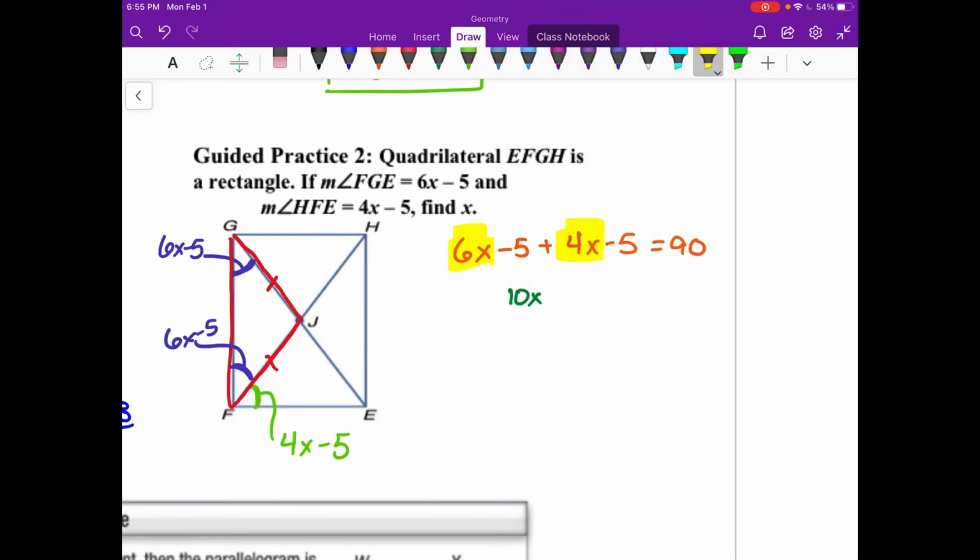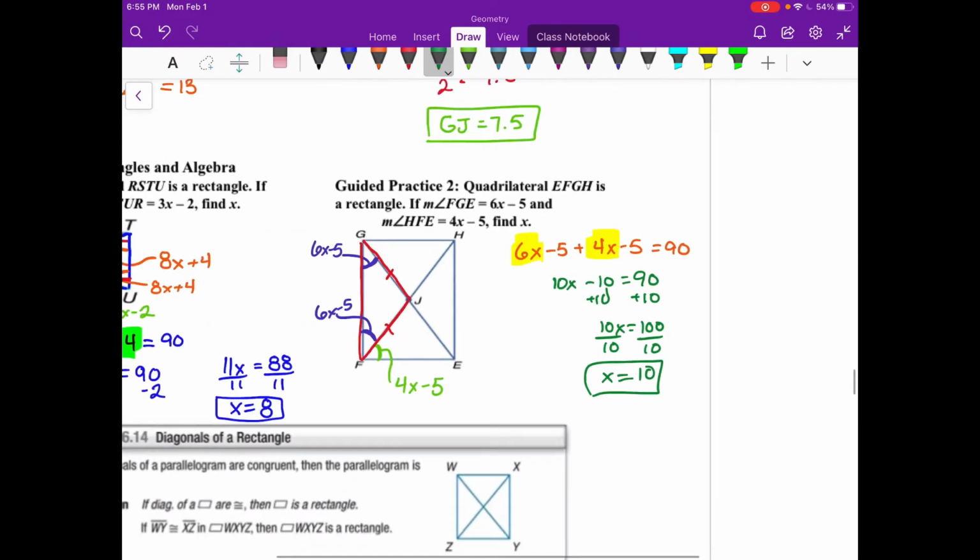Minus 5 and minus 5, which is minus 10, equals 90. I'm going to add 10 to both sides. So 10x is equal to 100. Divide by 10, divide by 10. x is equal to 10. Great.